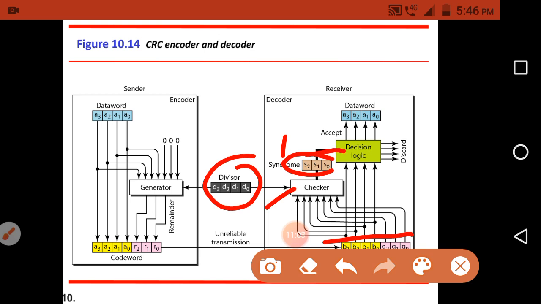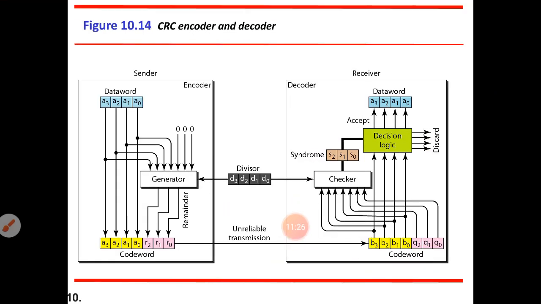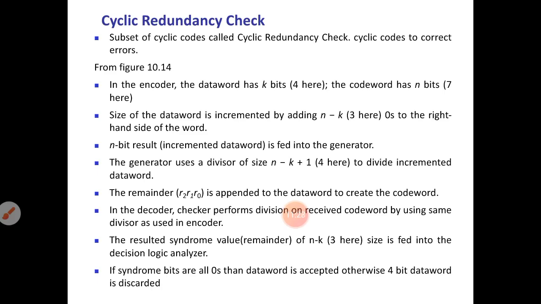The decision logic analyzer will analyze the syndrome value. If all the bits of the syndrome value are 0, then the data word is accepted. If the syndrome value is non-zero, then it will be discarded. The resulting syndrome value, n minus k, a 3-bit value, is passed to the decision logic analyzer, and if the syndrome bits are all 0, then the data word is accepted. Otherwise the 4-bit data word is discarded.